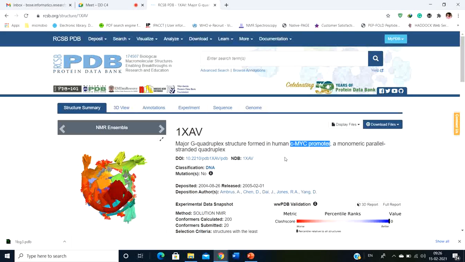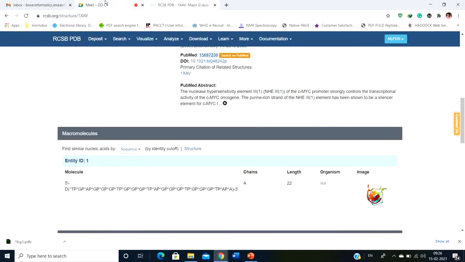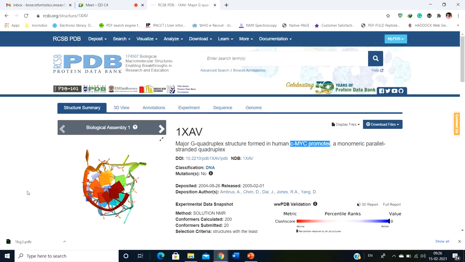And c-Myc protein is actually found to be overexpressed in almost 90% of cancer cells. And till date, nobody has found a drug against c-Myc protein or c-Myc gene. So that's the first time I have developed a drug against this particular protein. So that means this is also a G quadruplex or a DNA structure. So if any structure is solved, you are going to find it in this particular PDB database.